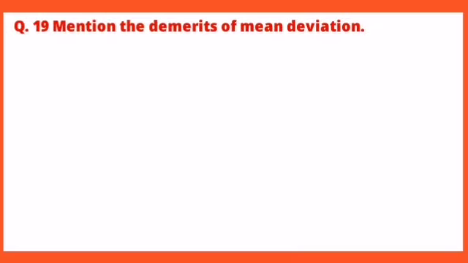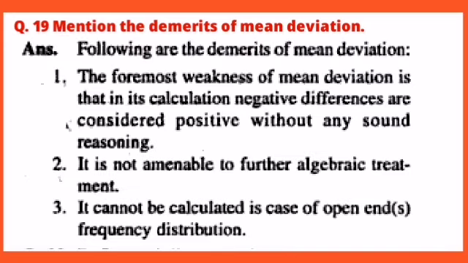Question 19. Mention the demerits of mean deviation. Answer. Following are the demerits of mean deviation. 1. The foremost weakness of mean deviation is that in its calculation negative differences are considered positive without any sound reasoning. 2. It is not amenable to further algebraic treatment. 3. It cannot be calculated in case of open-end frequency distribution.